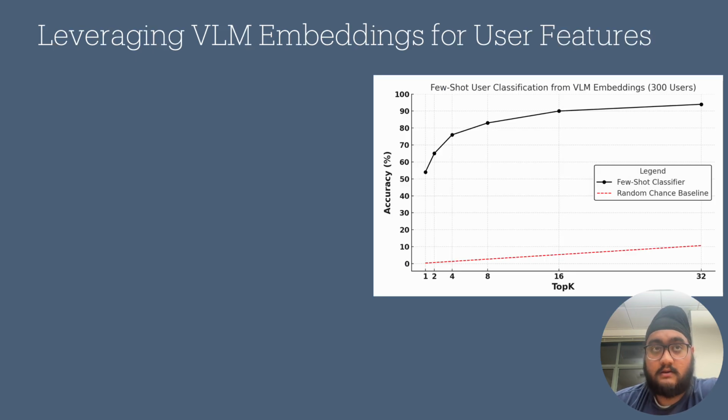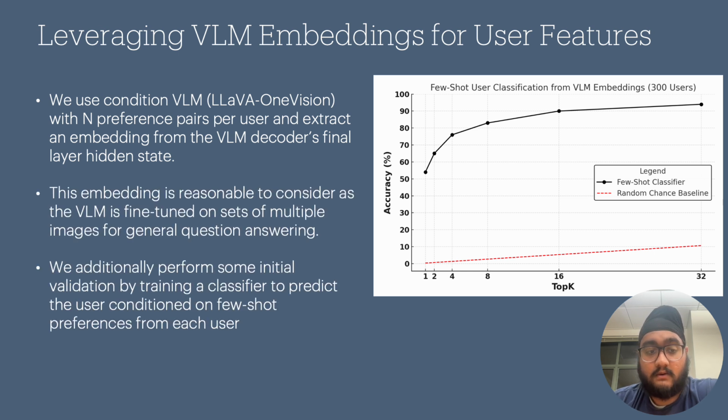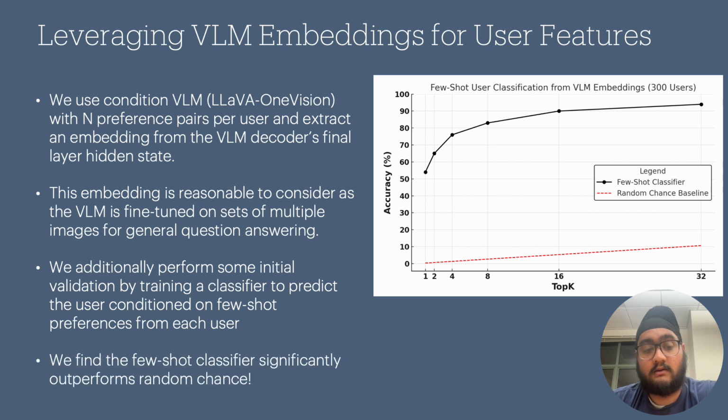Let's dive deeper into how we construct the few-shot embedding. We condition a VLM such as LLaVA 1 Vision with n preference pairs per user and extract an embedding from the VLM decoder's final layer hidden state. This embedding is reasonable to consider as the VLM is fine-tuned on sets of multiple images for general question answering. We additionally perform some initial validation by training a classifier to predict the user conditioned on few-shot preferences from each user. Here we find that the few-shot classifier significantly outperforms random chance, resulting in a reasonable embedding being formed.